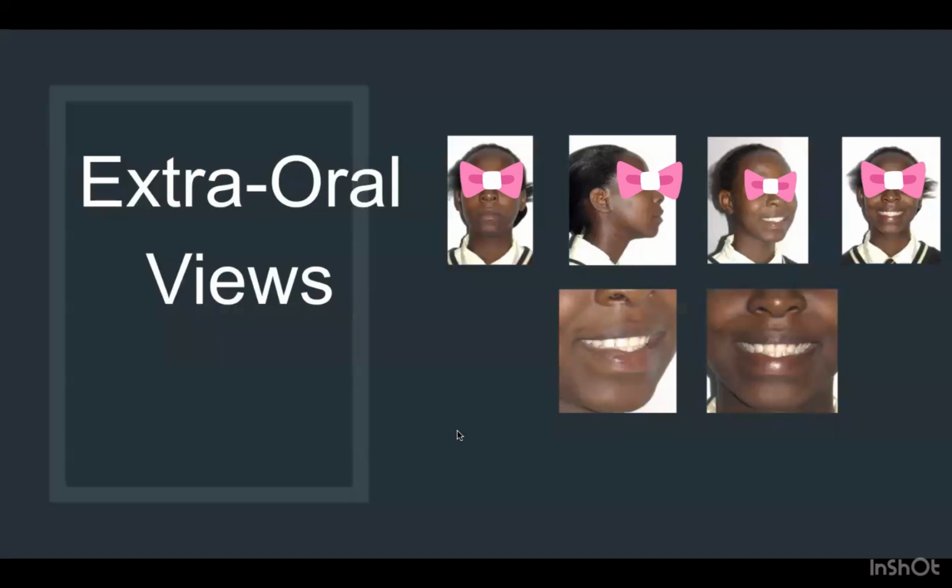So these are the extraoral pictures of the patient. If you see this patient, what you can find is you have to do the cropping at the level of the clavicle, okay? And then you give some space on the top, some space on the right, some space on the left. The patient should look straight, yeah? So there are 1, 2, 3, 4, 6 pictures.